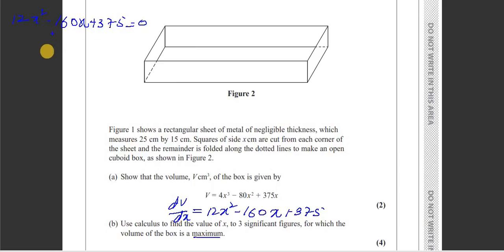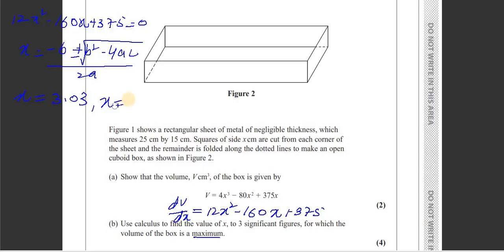You can use your quadratic formula to find the values of x, or you can use your calculator. Remember, the quadratic formula is x equals minus b plus or minus the square root of b squared minus 4ac, divided by 2a. You can plug in all the values. If you plug in, you will get two values: one is 3.03 and the next value of x is 10.3.